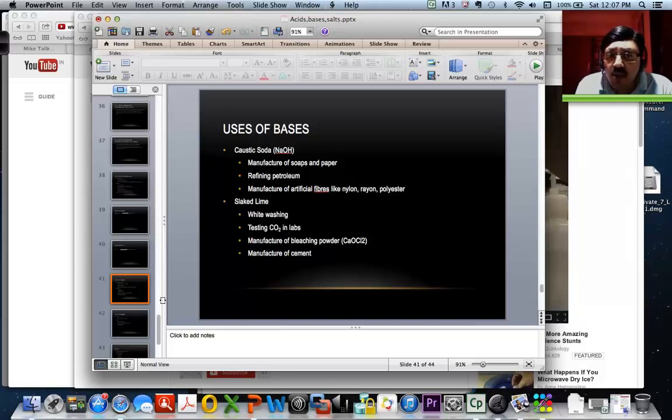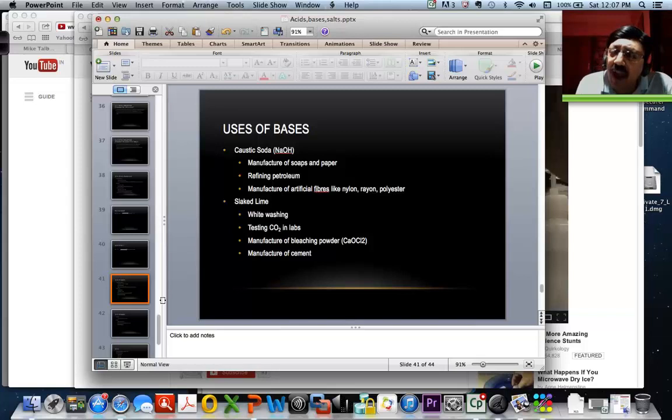But it is also used for whitewashing, and in many villages, the slaked lime solution is used to give a white coating to the wall. Then it is used for producing bleaching powder. What I have put there is the chemical formula of the bleaching powder, which is CaOCl2. Don't bother about it. If you're interested, you can remember that CaOCl2 is the chemical formula for the bleaching powder.